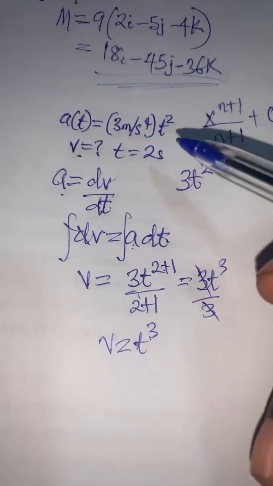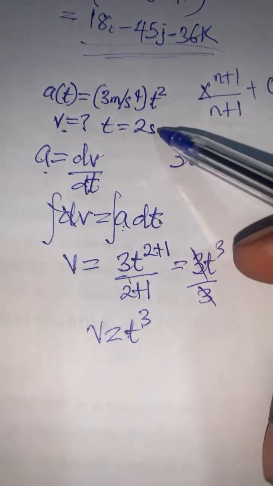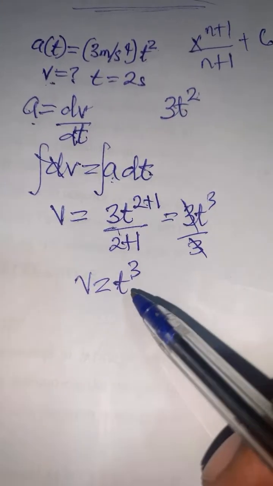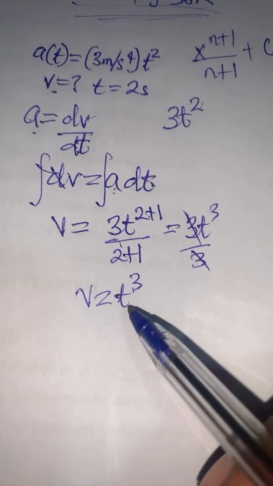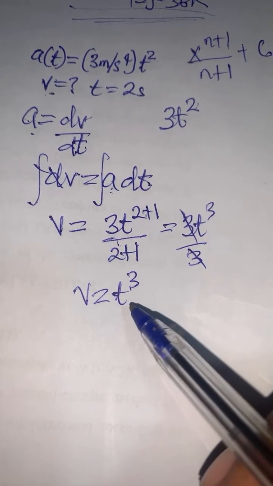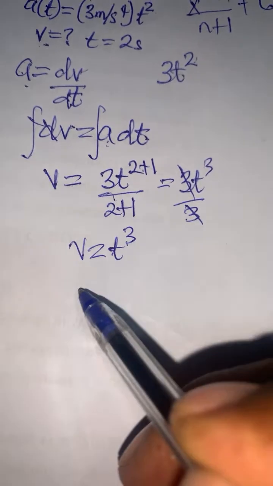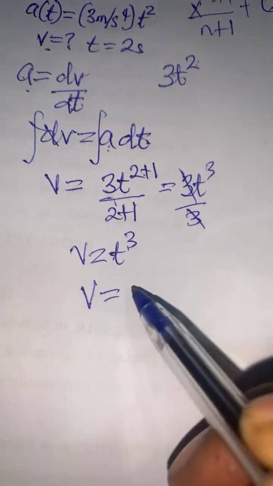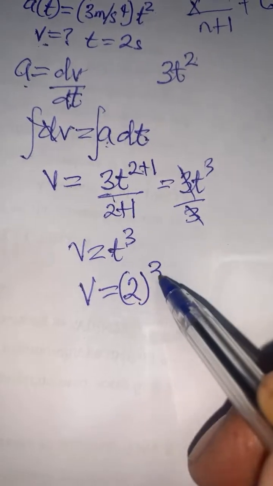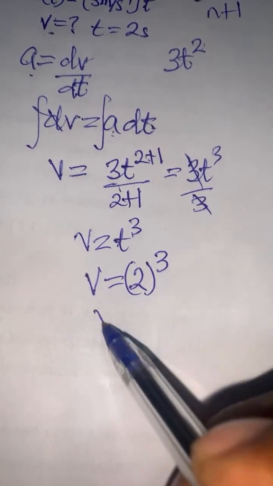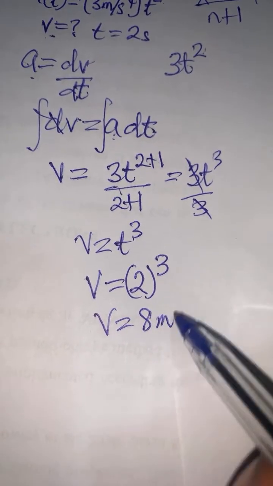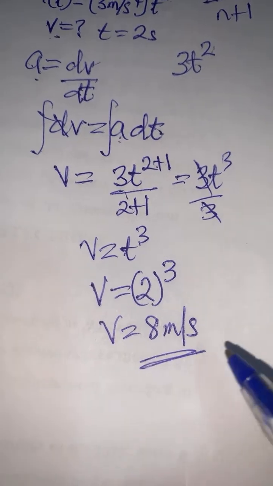Then keep in mind that you are asked at t equal to 2 seconds. Some say 45, some say 36. Okay, let's watch the end. At t equal to 2, v will be equal to 2 to the power of 3. So v will be equal to 8 meters per second. And this is the answer.